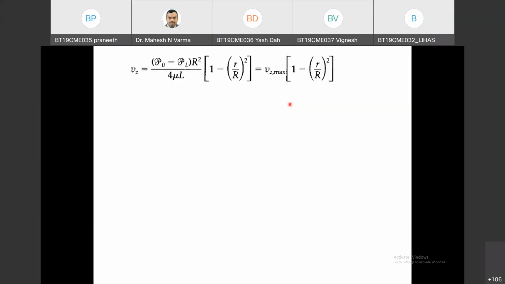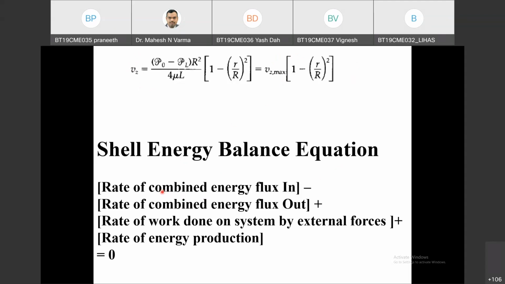So this is a Z momentum balance, with momentum transfer in the r direction. Here itself it is given Vz. We are discussing a Z momentum balance equation, and this velocity is varying only in the R direction. So the shell energy balance equation: rate of combined energy flux in, in the R direction and in the Z direction; rate of combined energy flux going out, in the R direction and Z direction; rate of work done on a system by external forces. External forces are the gravitational force in this case, and there is no energy generated or consumed, so that equals 0.